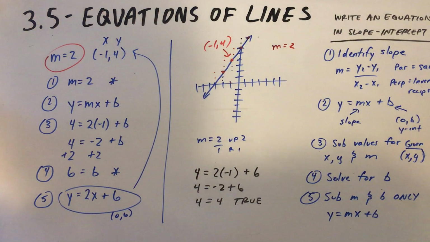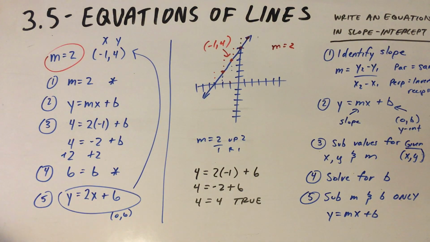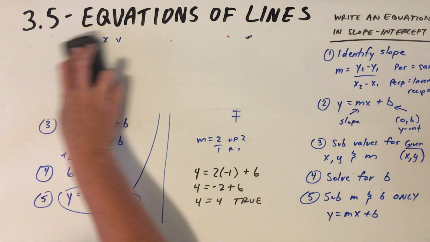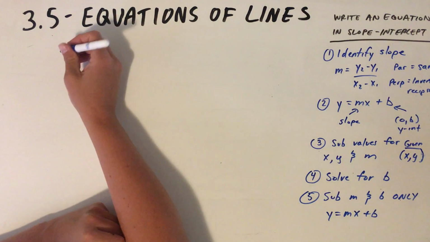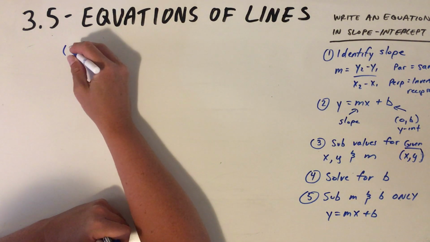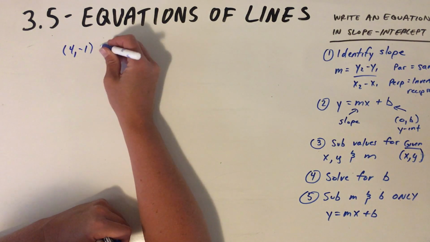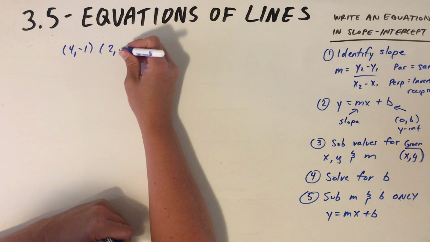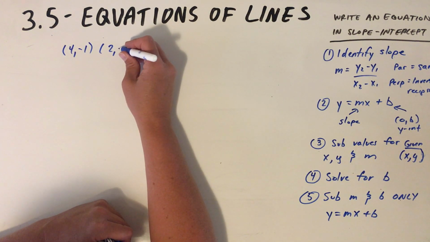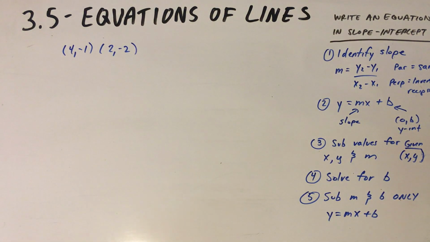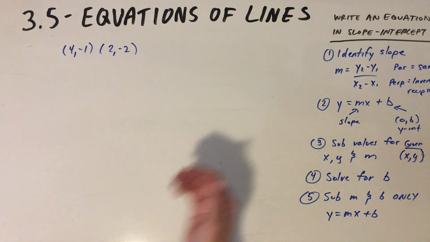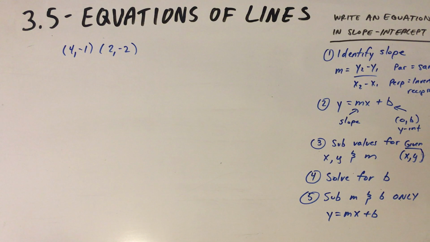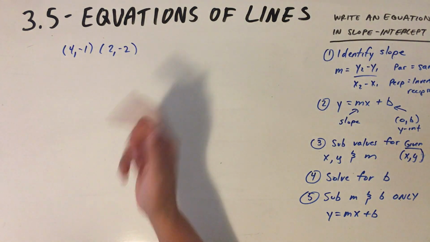Okay, so how do I write an equation given 2 points? Well, let's do, I'm making this up so it might be ugly, the point (4, -1) and the point (2, -2). Given these 2 points, there's a line, and these points both lie on that line. But I want to know the equation of the line that these points lie on, not just these 2 points.